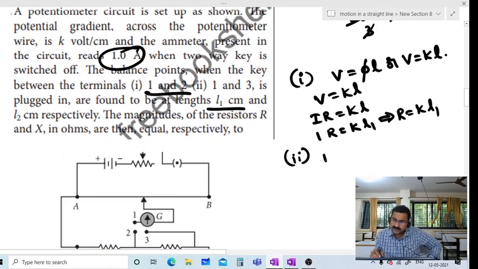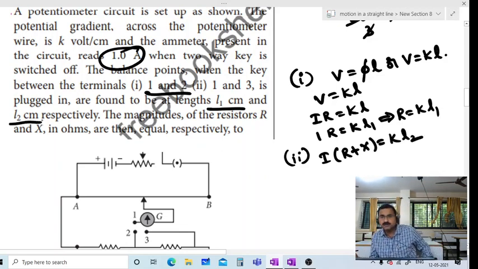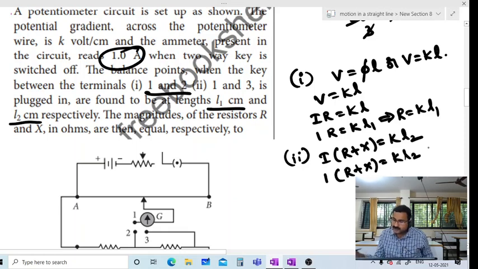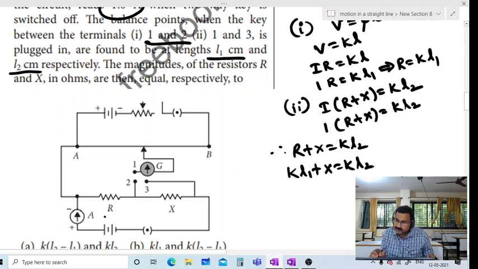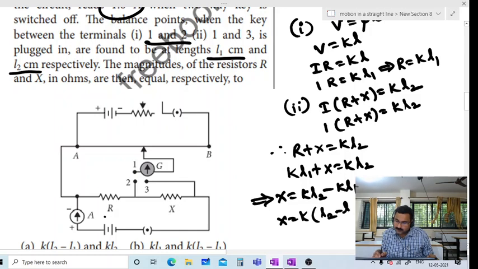Same thing now, we take I into R plus X is equal to K into the second case balancing length, how much they given there? L2 centimeter only. But already I value 1 they given to you. R plus X is equal to KL2. Therefore, R plus X is equal to KL2. KL1 is the R value, plus X is equal to KL2. Therefore, X is equal to KL2 minus KL1. Therefore, X is equal to K into L2 minus L1.